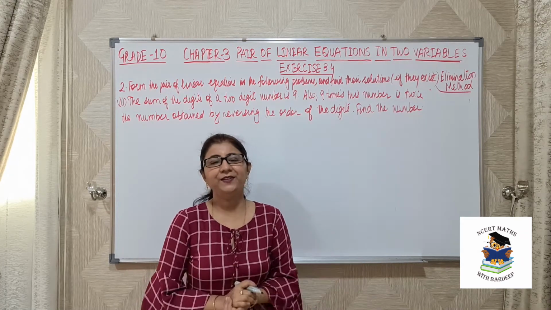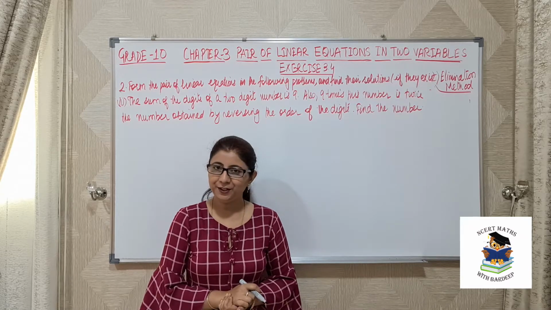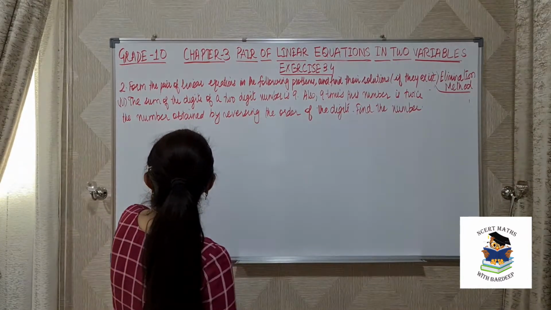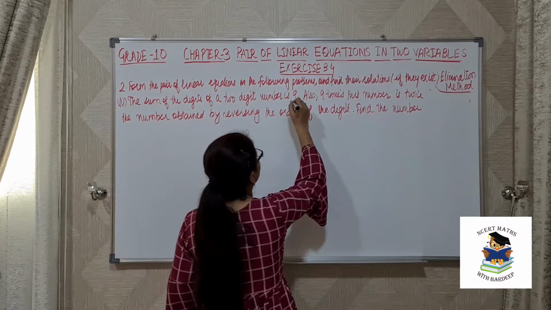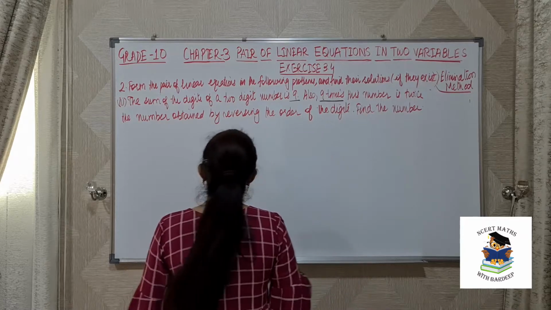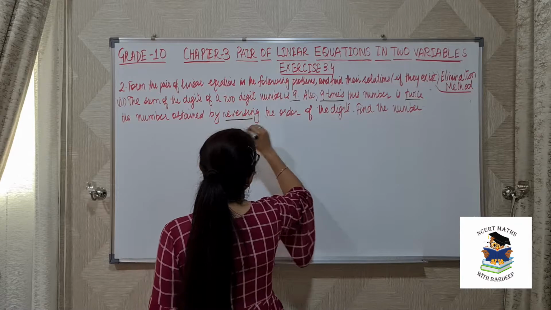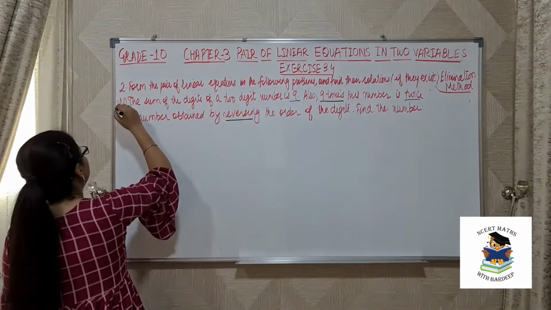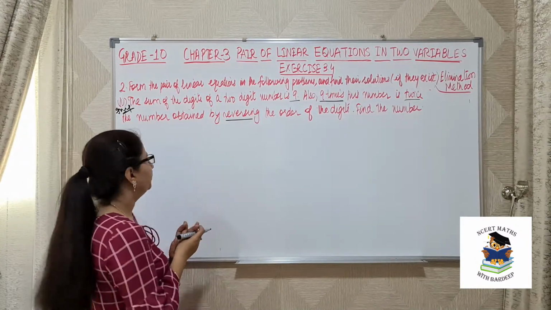Today we are continuing our exercise number 3.4 of chapter 3, that is pair of linear equations in two variables of grade 10. So the third part of the second question is: the sum of the digits of a two-digit number is 9. Also, 9 times the number is twice the number obtained by reversing the order of the digits. Find the number. So again, this is a very important type of question. So let's understand this question first.